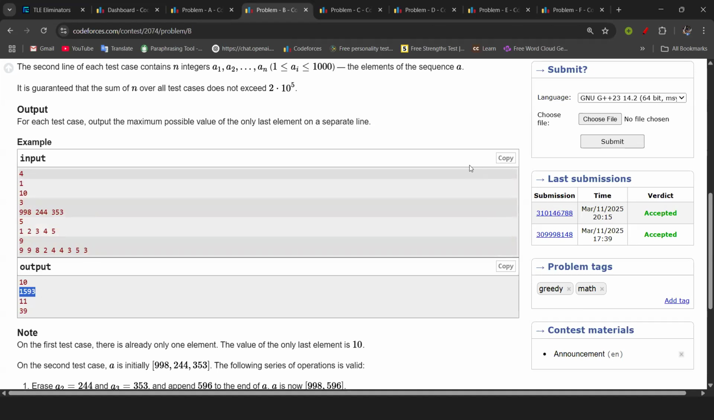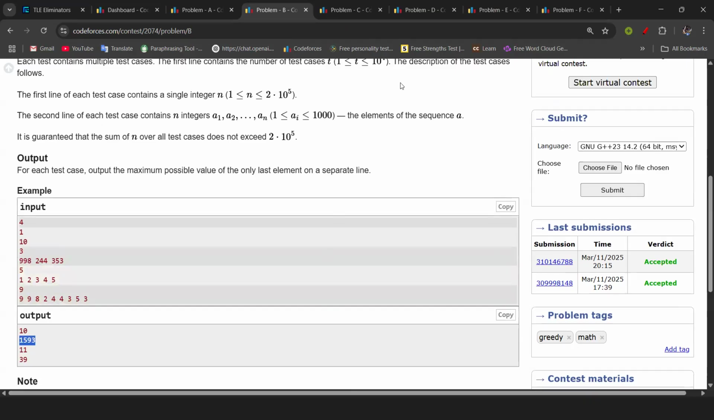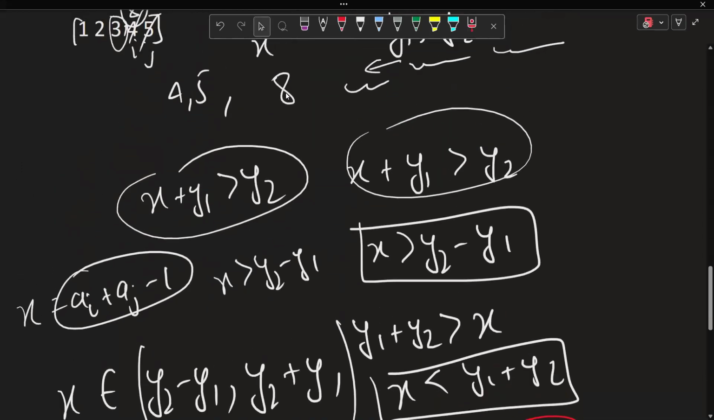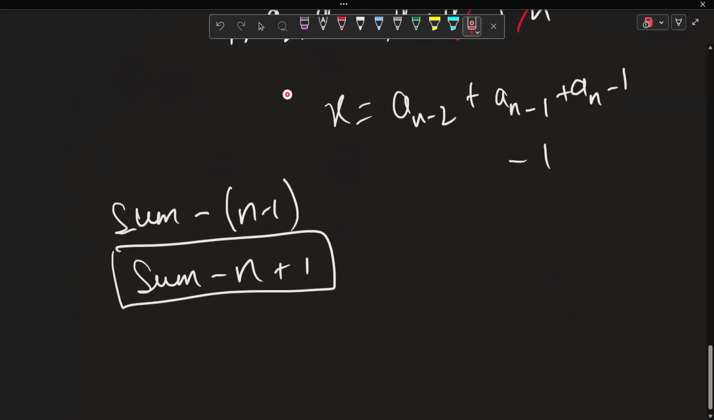Even if this formula is not clear, you can always do O of n, n is 2e5 only. So you can just perform the operations as it is given. From the array, just select the last two elements, replace them with their sum minus one. Select the last two and replace with sum minus one. If you are not deriving the formula, you can just do it manually like that and you will get the final element. That would also be O of n only. And for calculating the sum also, it would be O of n. So both of the things are O of n.